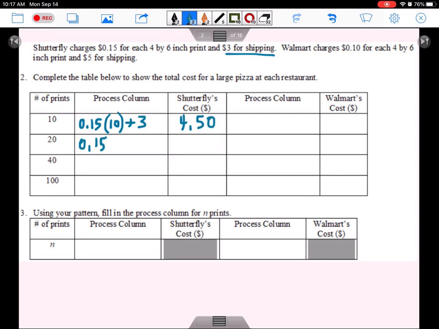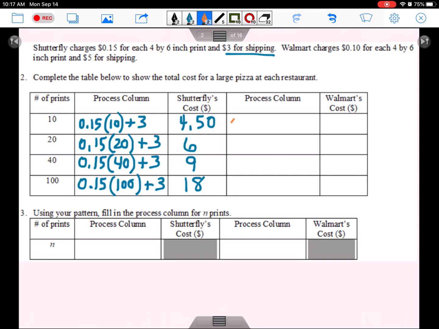15 cents times 20 prints gives us $3. 3 plus 3 gives us $6 for the total cost. 15 cents times 40 prints, $6 plus 3, $9 total. And then 15 cents times 100 gives us $15 plus 3, $18.